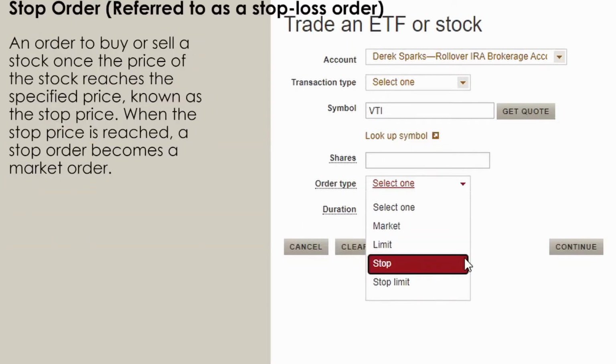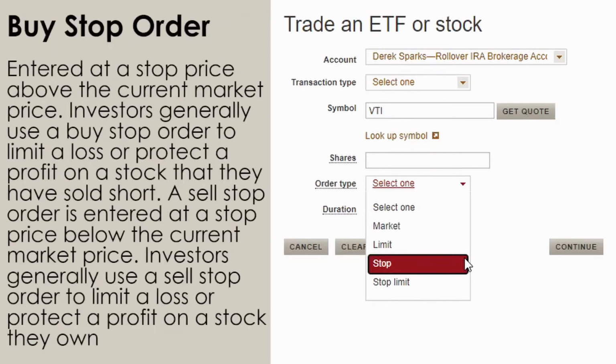That leads into the next one. So a stop order, also referred to as a stop loss order, is an order to buy or sell a stock once the price of the stock reaches the specified price, known as the stop price. When the stop price is reached, a stop order becomes a market order, which would then immediately execute at the next price.